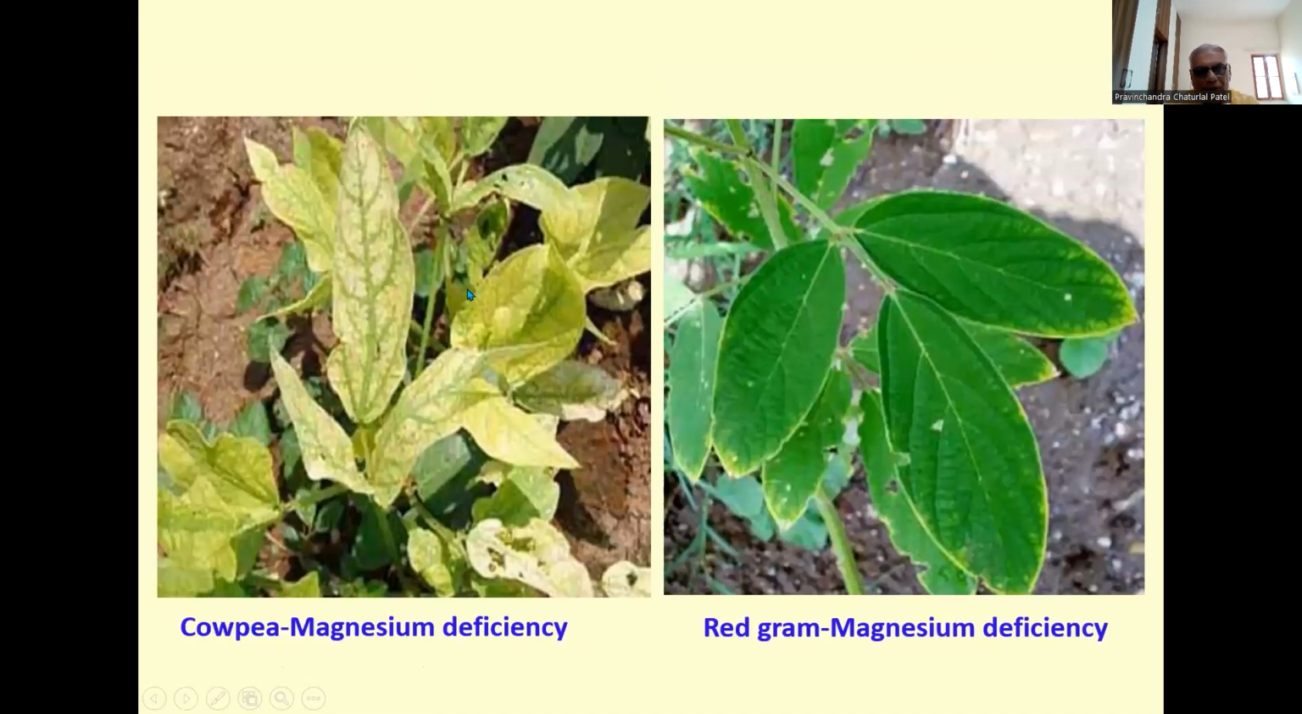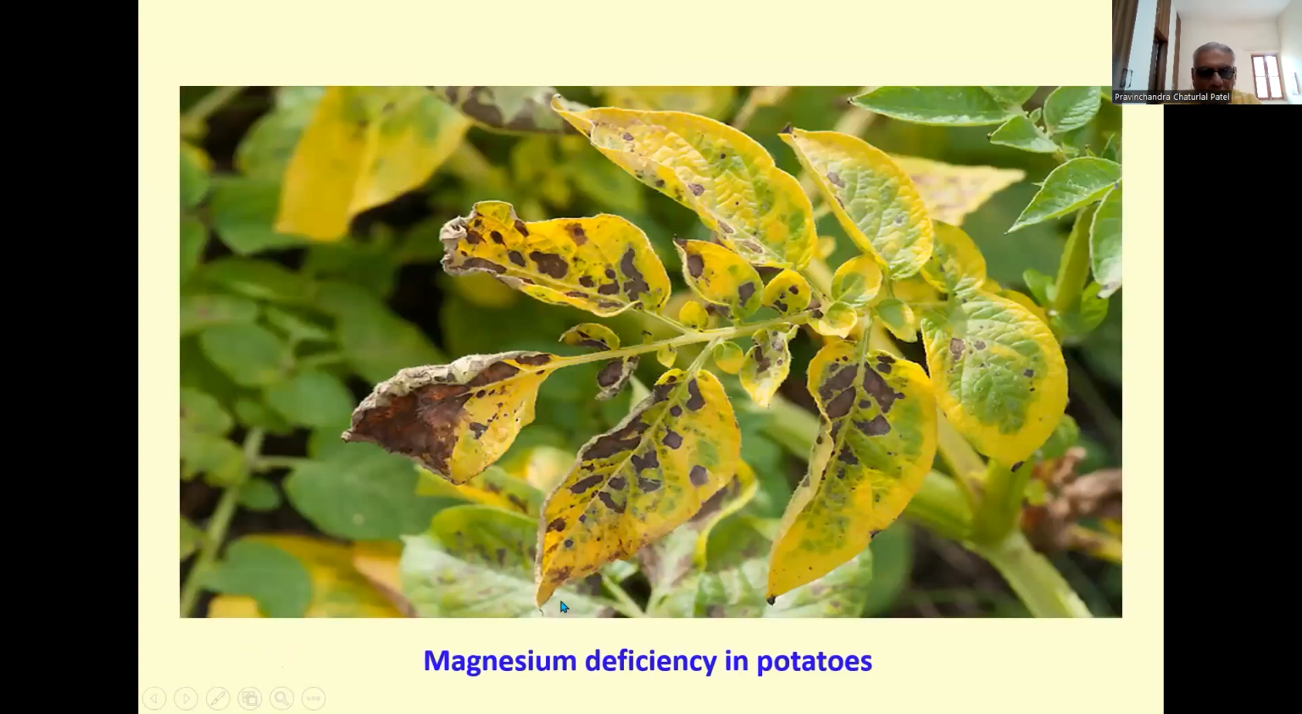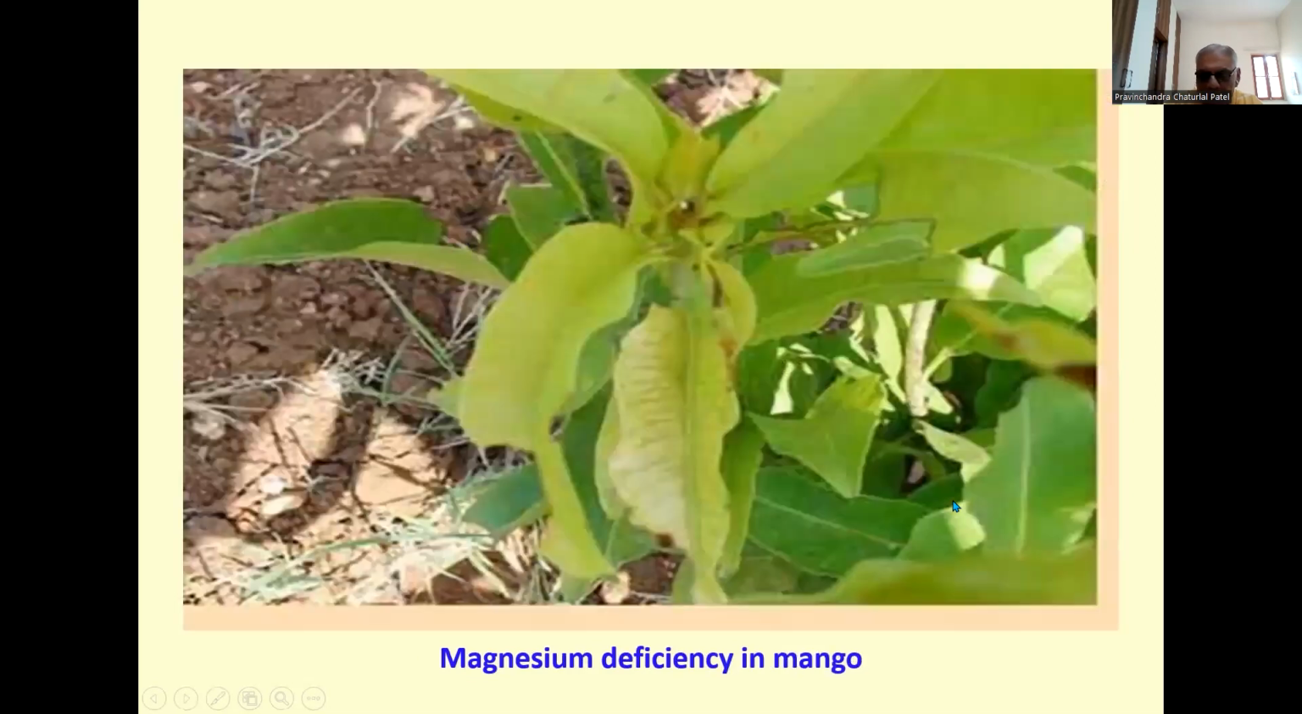Then cowpea magnesium deficiency. You can see here the veins remain green, and the other portion becomes chlorotic yellow. Then red gram, tur, magnesium deficiency. Then magnesium deficiency in brinjal, you can see here the veins remain green, and the other portion becomes chlorotic, and you are getting low production. Magnesium deficiency in potato, so you can see typical symptoms on the leaf.